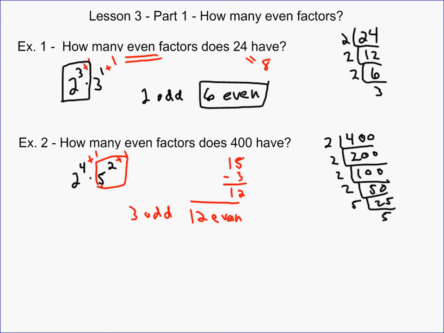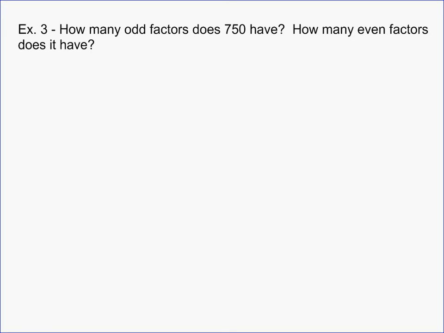Because every factor has to either be even or it has to be an odd number. Can't be something else. There's nothing else that we define integers as. So in this case, the answer would be 12 even numbers.